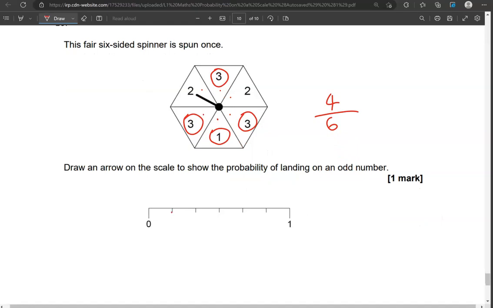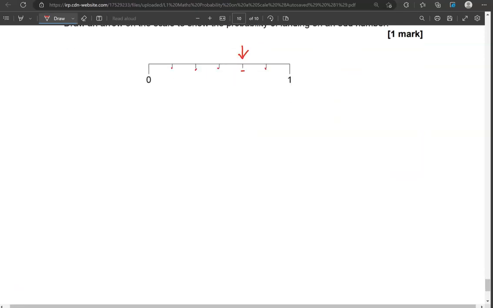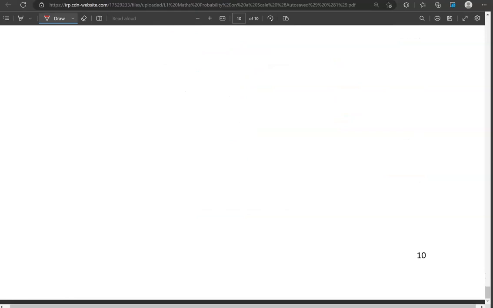And we've got 1, 2, 3, 4, 5, 6 divisions on the scale. So we're going to stop at 4, which is this point here. And that's the end of the questions.